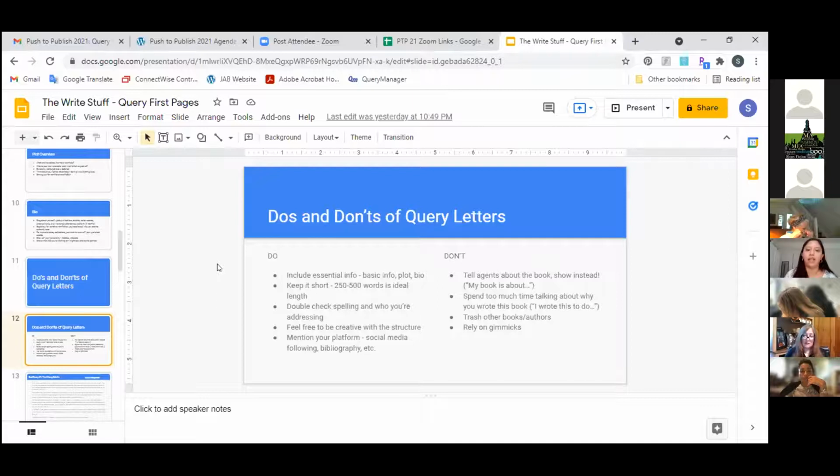And then as I mentioned before, as part of your bio, you want to mention the platform you may have. If you have a very large social media following, definitely want to highlight that. If you've been published anywhere, that's your bibliography, you want to definitely mention that. Again, if you've attended any special workshops or conferences, definitely want to highlight that.